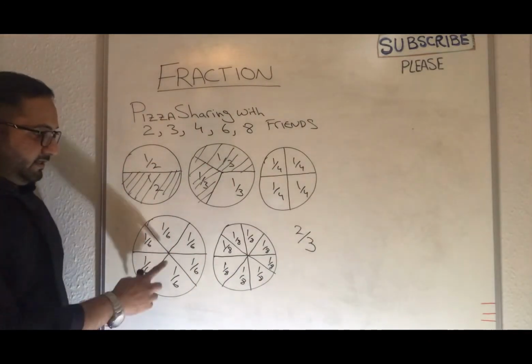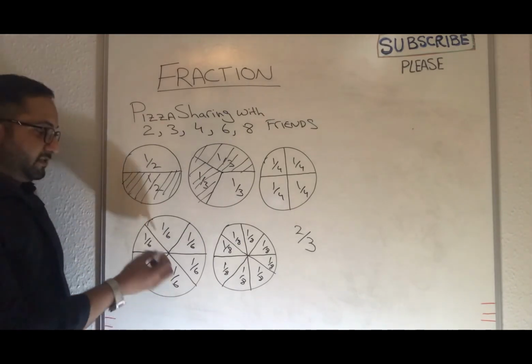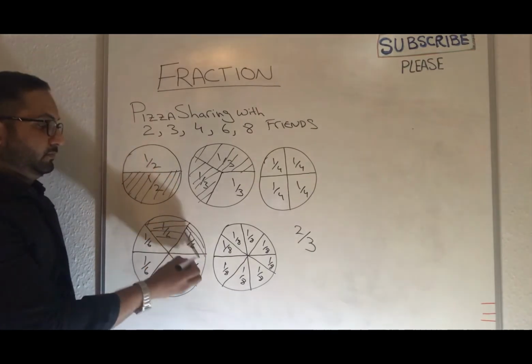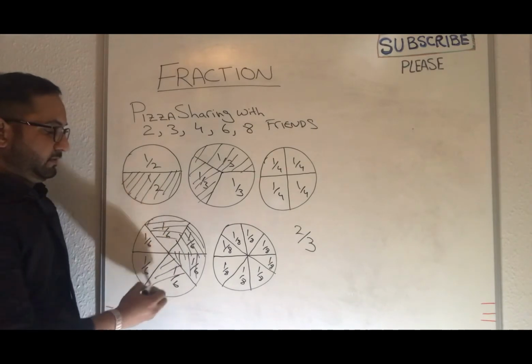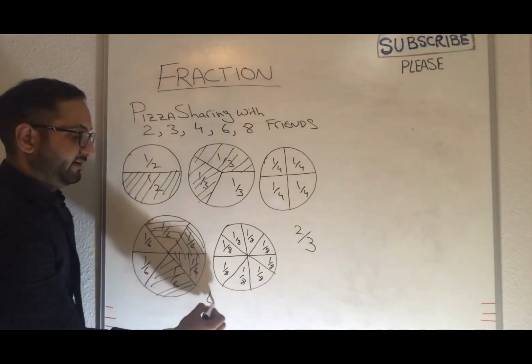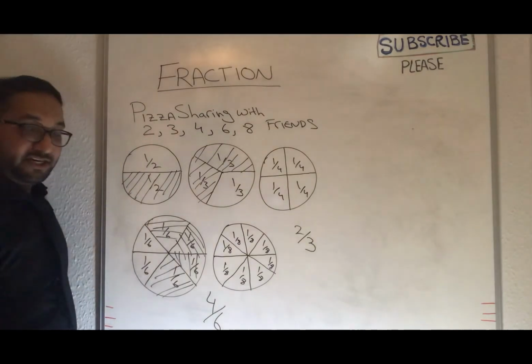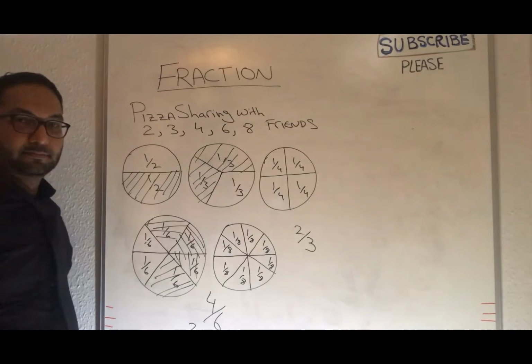If they say that in here, can you find out 4 shaded areas? 4 shaded area, 1, 2, 3, 4. So we can write 4 out of 6. And the non-shaded area is 1, 2. So 2 out of 6. This is shaded.